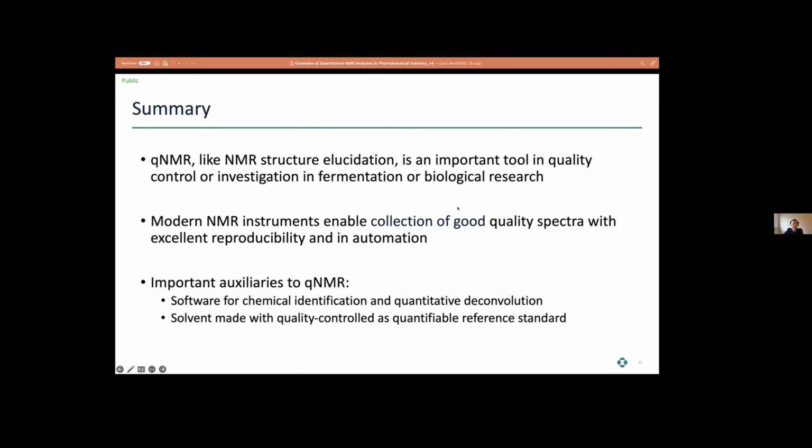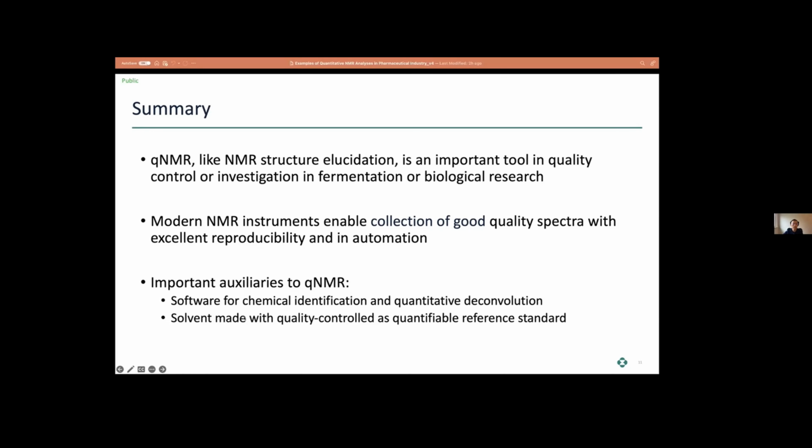So as I say, NMR is not only for structure. Quantitative NMR is very, very useful in the pharmaceutical industry for fermentation and biological research. And I think thanks to the NMR instrumentation, it is now very stable. You can do automatic shimming, and it's very consistent with the line shape.